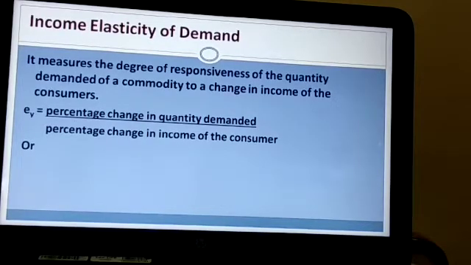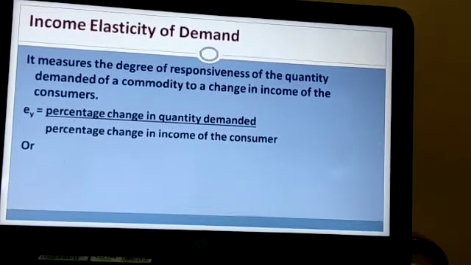It measures the degree of responsiveness of the quantity demanded of a commodity to a change in income of the consumer. They have given the formula: EY, that is income elasticity of demand, is equal to percentage change in quantity demanded of a commodity divided by percentage change in income of the consumer.